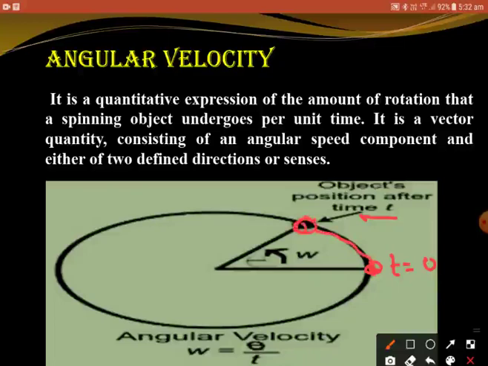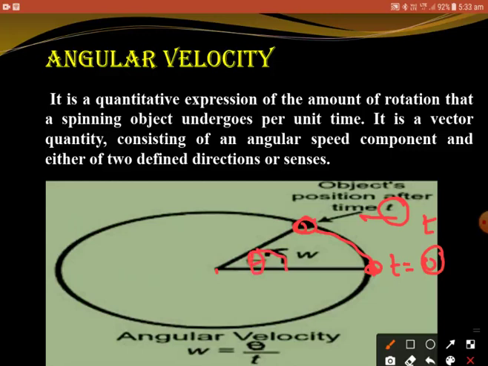So the time interval, final time minus initial time, that will be the time taken. How much? T only. So during this small t, what happened? The angle described by the body at the center of this circular part will be equal to what? Theta. It is given here as theta. So this is the angle described. Got it?